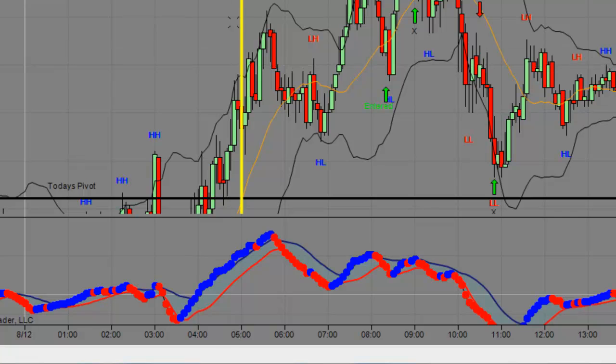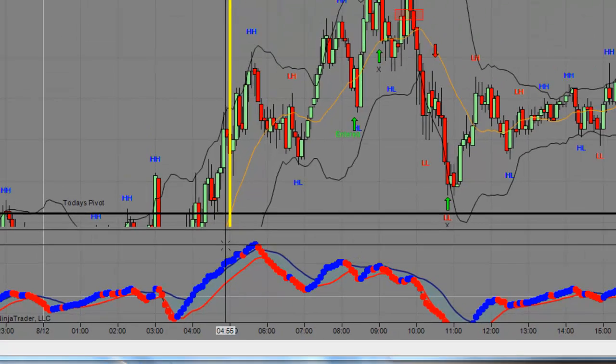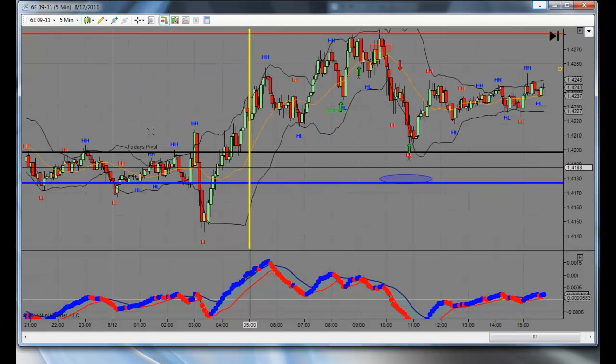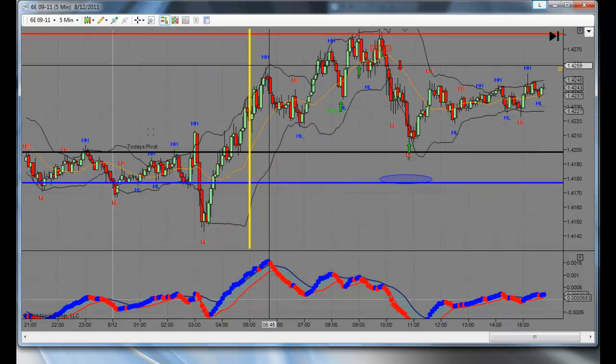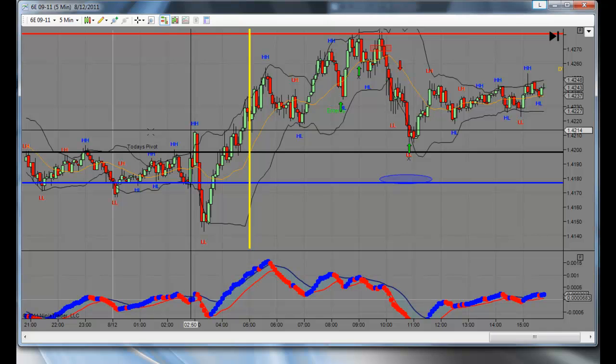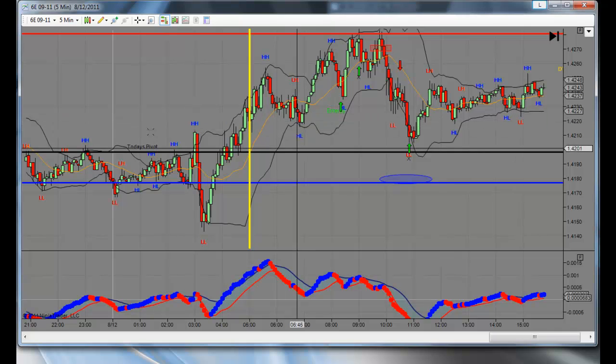I begin each day at 5 a.m., which is represented by this yellow line here. As we started the day, we were breaking to the upside with a higher high, coupled with this higher low. So I was looking to get long in this area, but I really wanted to see this thing pull back into this area where I have established support for myself at basically 1.42. We didn't quite get back that far.